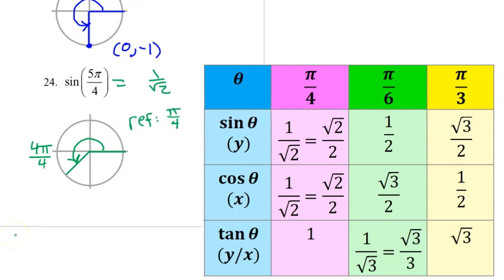Since the sine of pi over 4 is 1 over radical 2, the answer will either be 1 over radical 2 or negative 1 over radical 2. On the unit circle, sine is the y value, and y values are negative in the third quadrant. So the answer will be negative 1 over radical 2. Or you could say negative radical 2 over 2.